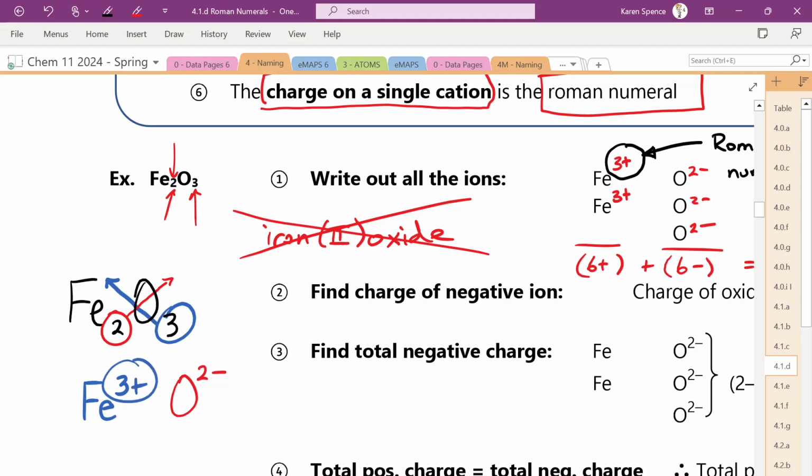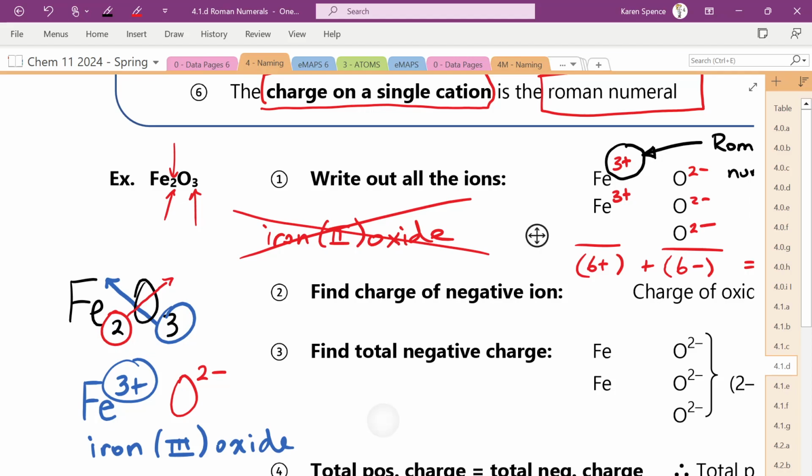That tells us that it is iron 3 oxide. Do we like that? If you like it, that's great. If it doesn't make sense to you, do it by writing out the ions, find the total negative charge, total positive equals total negative, and then split that charge up onto the however many positive ions you have.